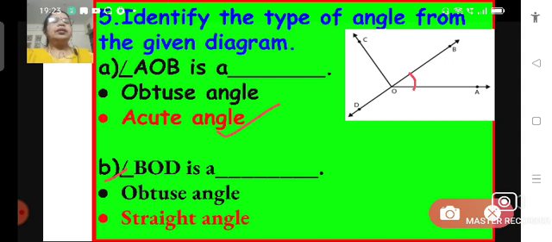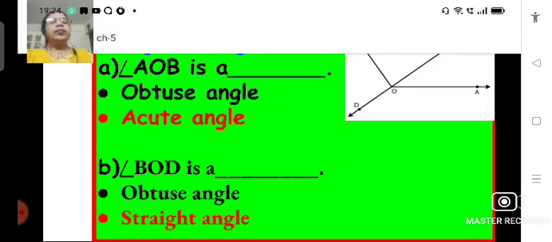Then B is angle BOD. Angle BOD is this one, this straight line. It is a straight line, so it is a straight angle. Angle BOD is a straight angle.